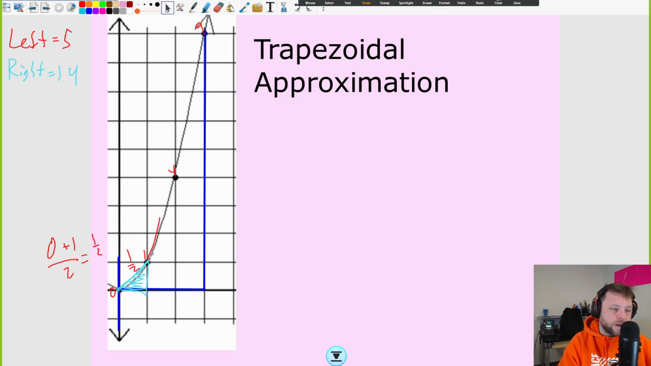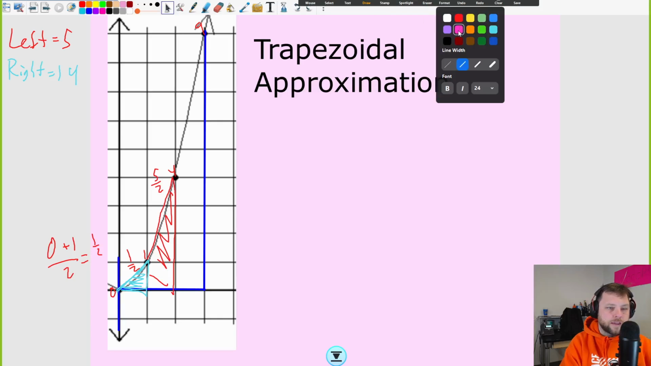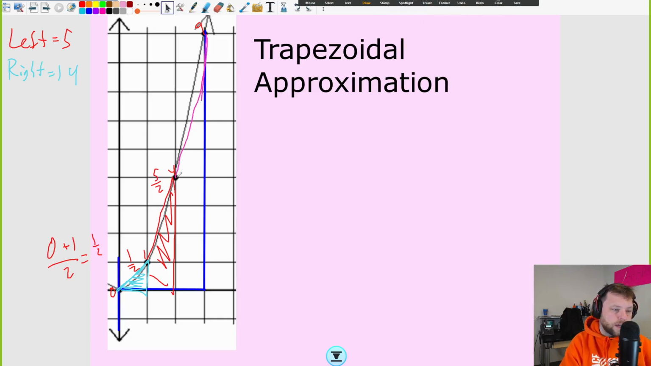The average of 1 to 4 is going to be this. What's 1 to 4? That's going to be 2.5 or 5/2. Right? And then for the last one, it's 4 to 9. It's going to do a perfectly straight trapezoid line. So 4 to 9, what's the average? 4 plus 9 is 13 divided by 2.